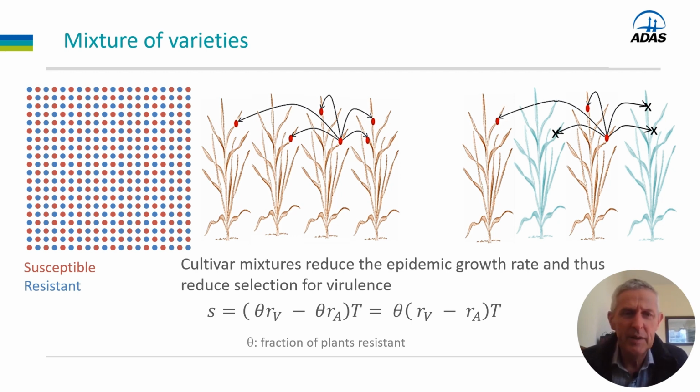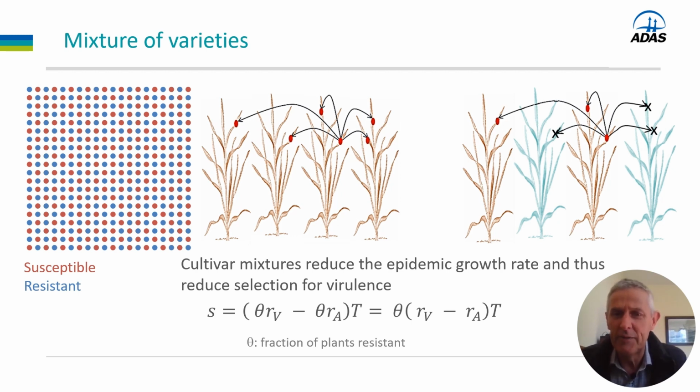Now we can see the consequences of that in the diagram on the right hand side. So if we sow a pure stand of a variety which the resistance has been overcome, then any spores produced by a virulent strain on any of those plants will land on neighbouring plants, and those plants will also be susceptible, and the epidemic is going to run away very quickly.